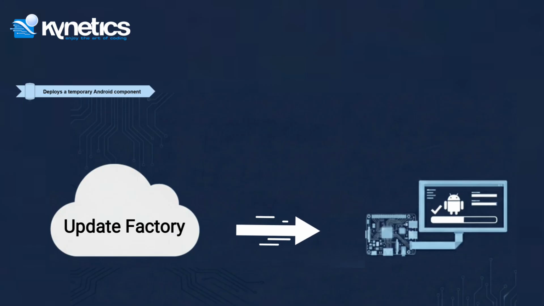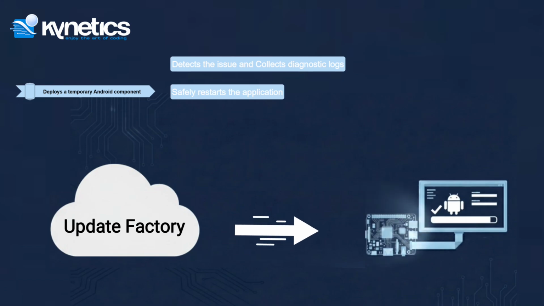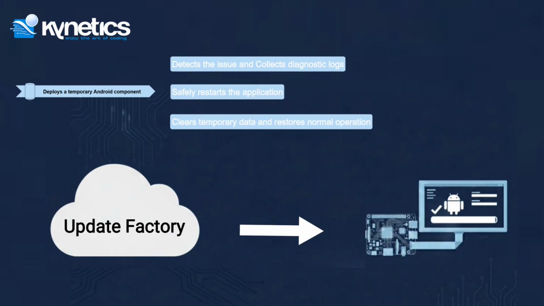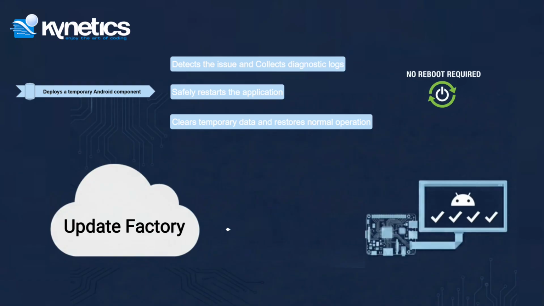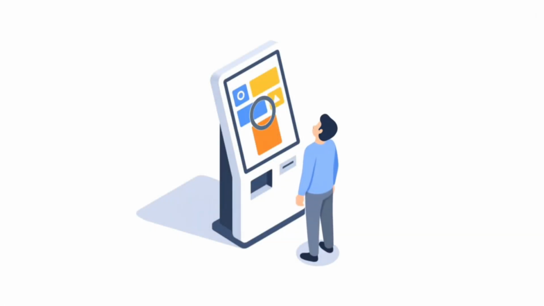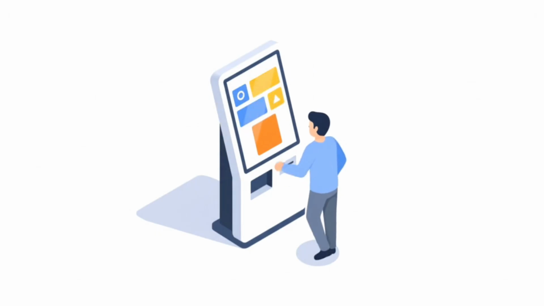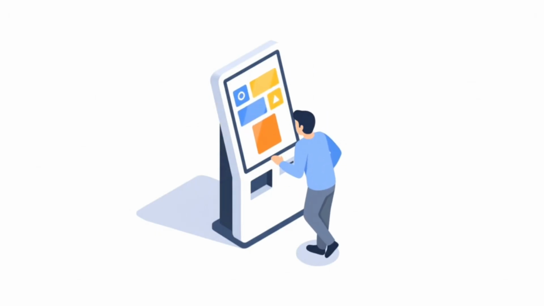It delivers a temporary Android component that detects the issue, collects diagnostic logs, safely restarts the application, clears temporary data, and restores normal operation, without rebooting the device. Once the task is complete, the DCU sends the logs back to the server and removes itself automatically. Nothing is left behind. The device is back in service within seconds, operational, responsive, and ready for users.